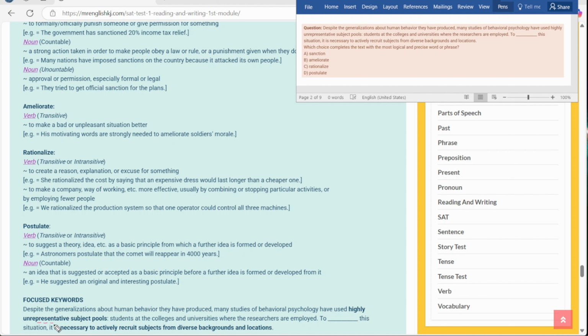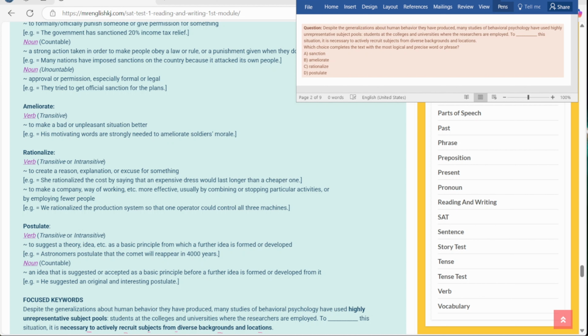Like here, if you take a look, you find present. Okay, present is the word. You know the meaning of present, right? Re means again, again present, and un means not. Okay, that's how they made it. So, highly unrepresentative subject pools, necessary to actively recruit subjects from diverse background and location. Overall, the text was talking about people making research and using unrepresentative subject pools, meaning they were using almost the same subjects, and because of using the same subjects, they were not able to produce sufficient results. They need diverse background. That is what it is advising here.